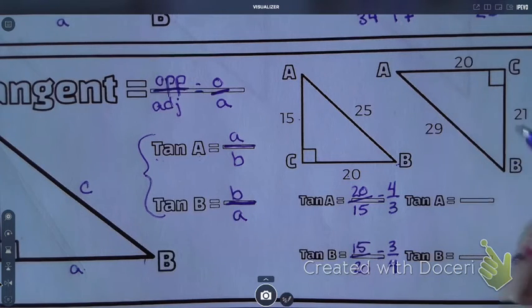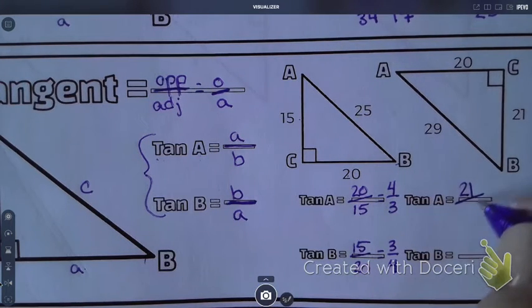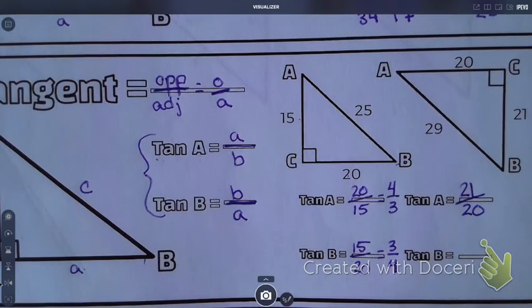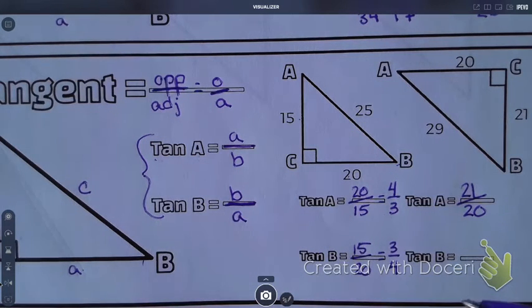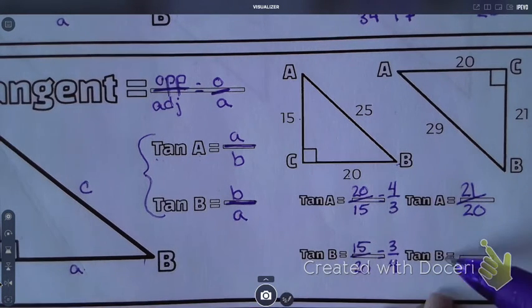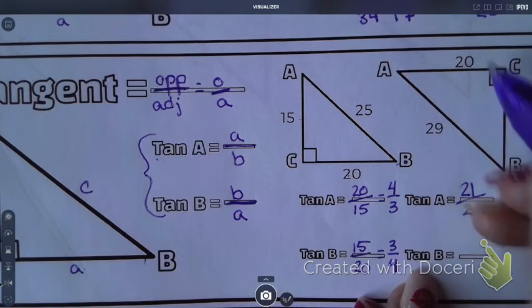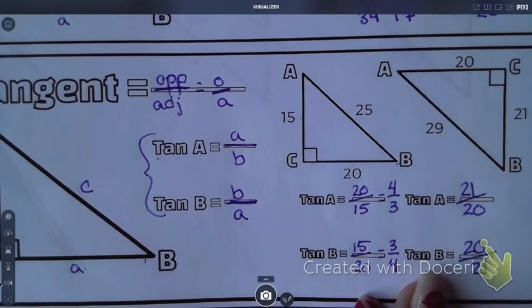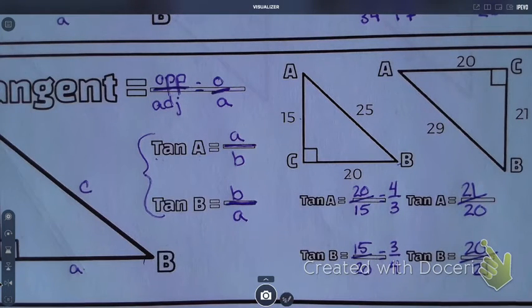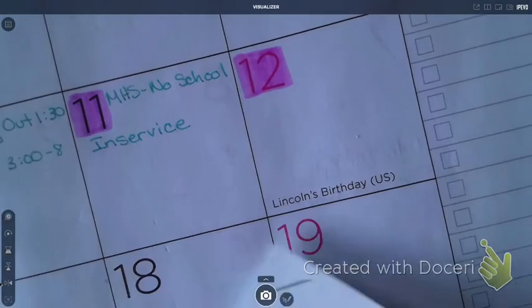Cooper, what'd you get for A? 21 over 20. Everyone agree? Am I going too fast? Nope. Okay. Mason, what is the tangent of B? 20 over 21. Good job. Questions, guys? No? Okay. We good? Okay. So go to the next.